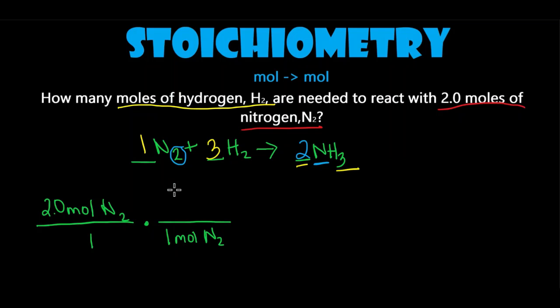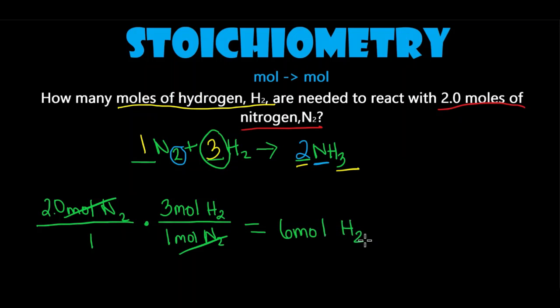Now we can cancel out the moles of N2, as we have it in both the numerator and denominator, and we want to be canceling out the units, to be left with only the moles of H2. Then we can multiply 2 times 3, which will give us 6 moles of H2 for our final answer.